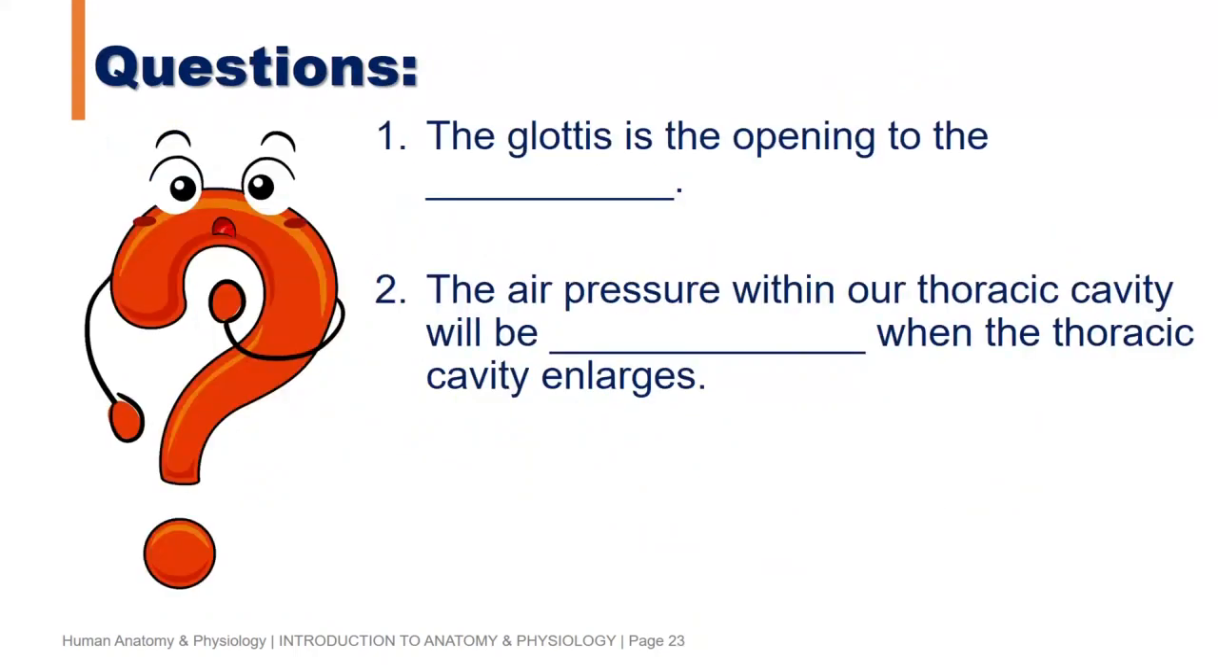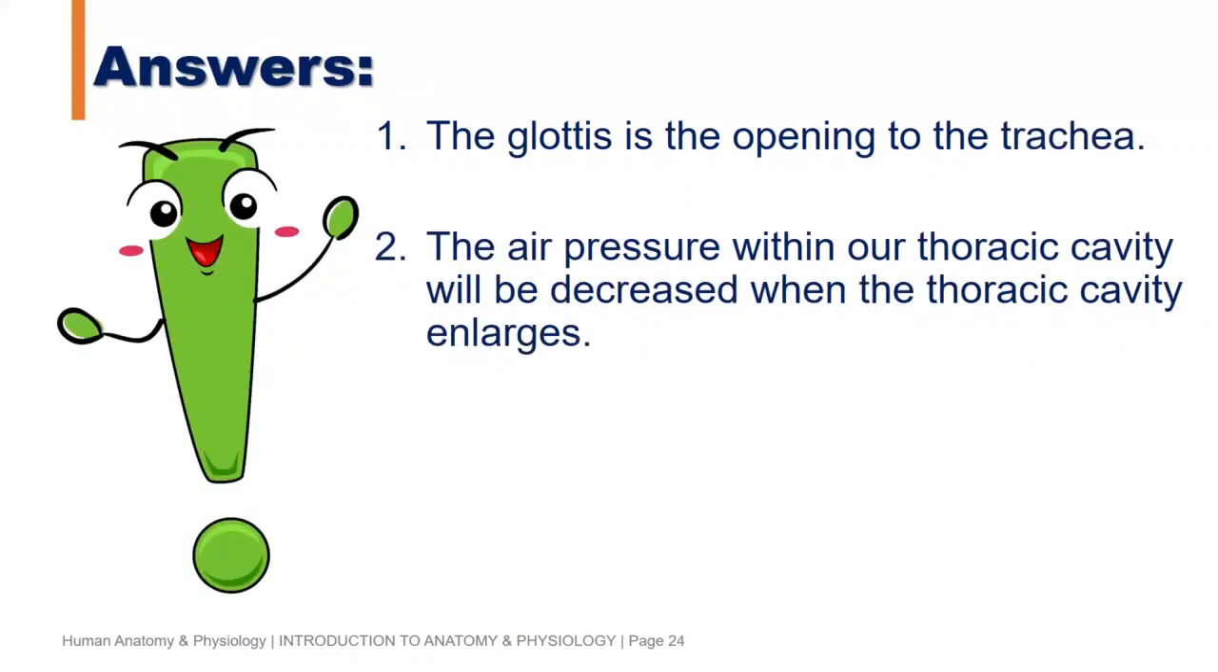Okay. Now let's move to our easy peasy lemon squeezy questions again. Number 1. The glottis is the opening of the blank. Number 2. The air pressure within our thoracic cavity will be blank when the thoracic cavity enlarges. I hope that you got the answers right.